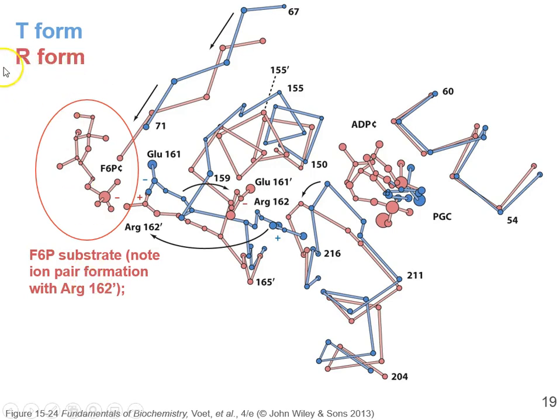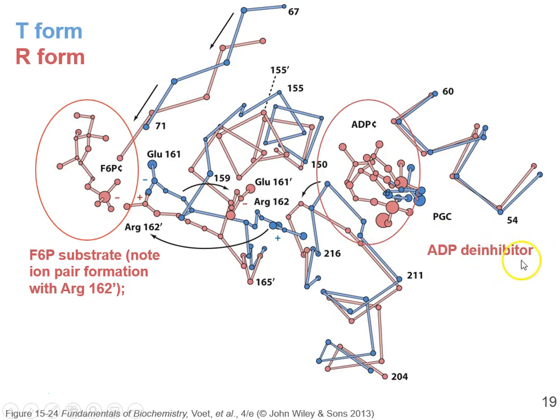So in this pink color, this is the R form of the enzyme. And here's the fructose 6-phosphate. That's the substrate, and then this is the active site right here. So if we just look at the pink, notice that the conformation of the enzyme is such that there's an arginine in the active site of the enzyme, and that's going to form a nice ion pair between the enzyme and the substrate. And notice that what helps maintain the enzyme in this R form is ADP.